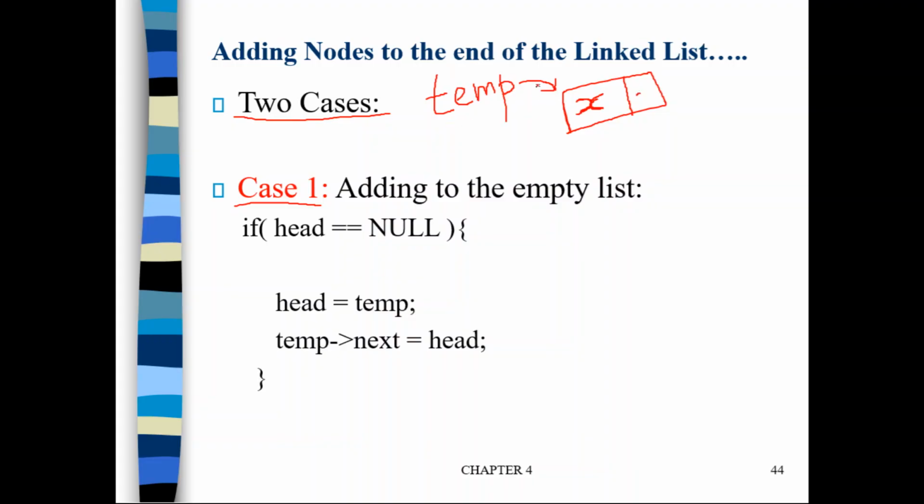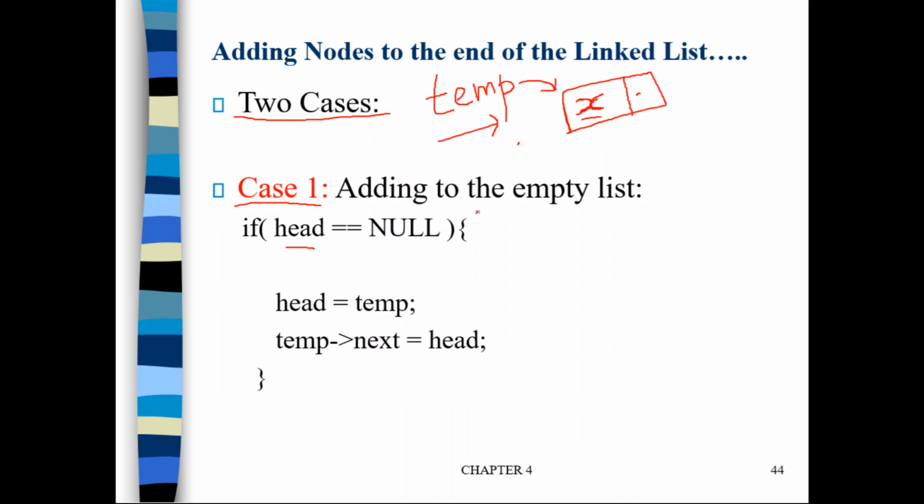Let us assume that a new node is created and its data part contains the value x. Now we want to add this new node to the linked list. But before adding, you have to check whether this is the first node or any other node. So how do you check whether this node is the first node or not? If this is the first node, then the list should already be empty, right? Only if the linked list was previously empty will this new node become the first node.